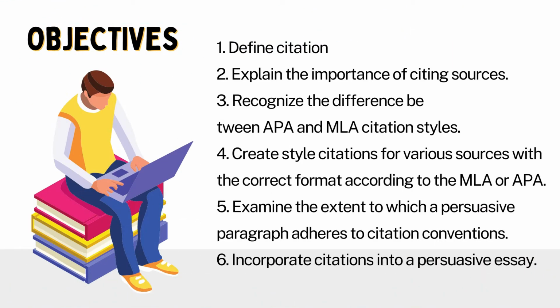Here are the objectives. First, define citation. Second, explain the importance of citing sources. Third, recognize the difference between APA and MLA citation styles. Fourth, create style citations for various sources with the correct format according to the MLA or APA. Fifth, examine the extent to which a persuasive paragraph adheres to citation conventions. And sixth, incorporate citations into a persuasive essay.